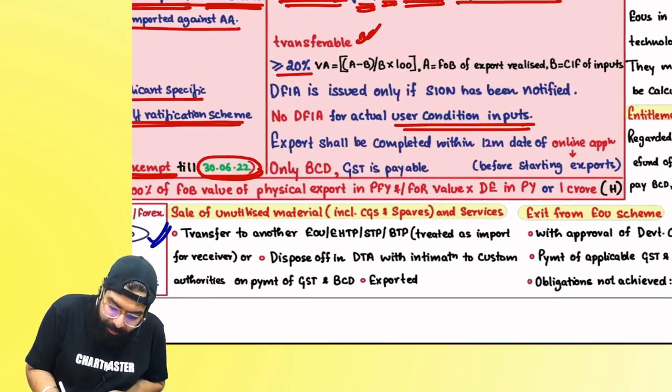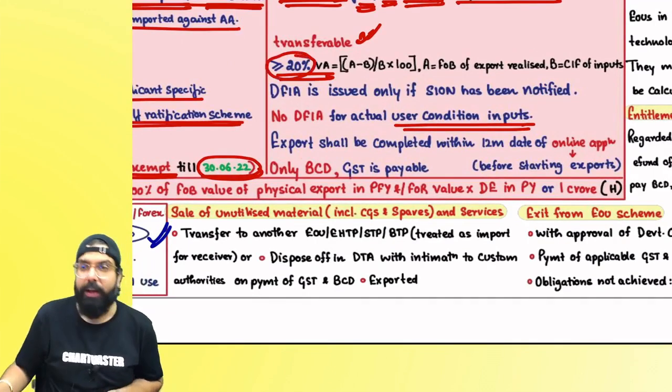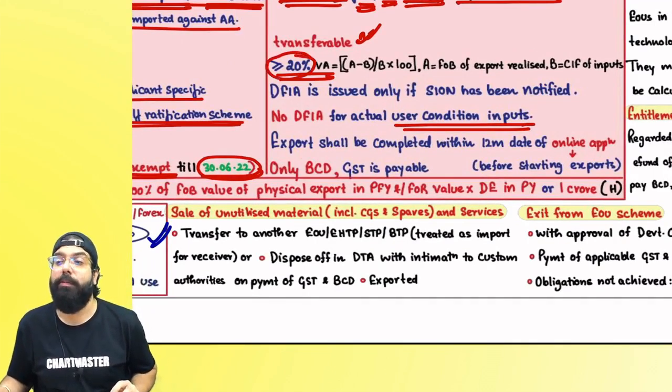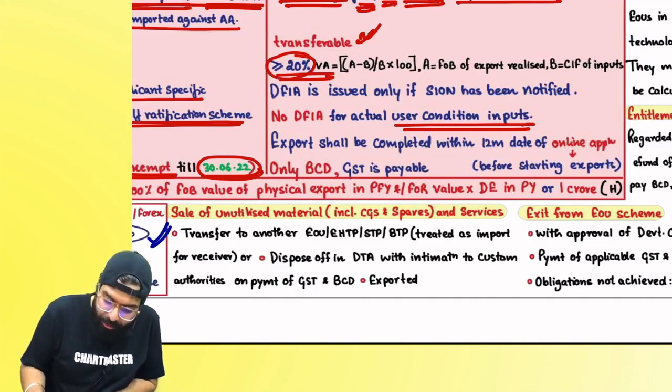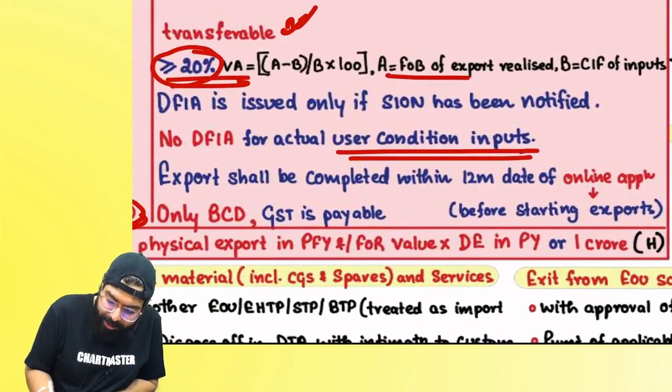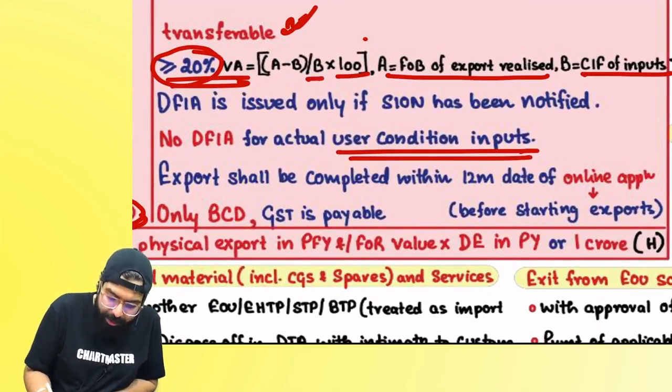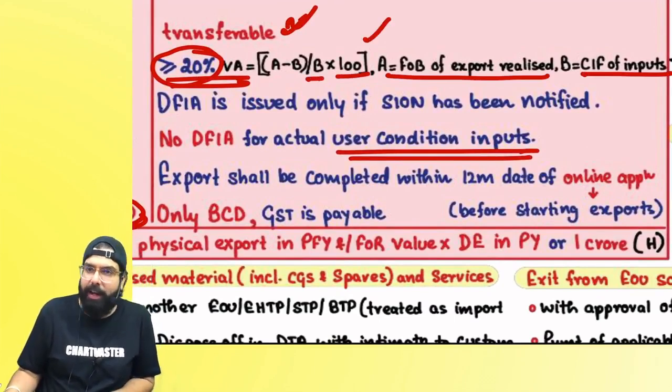Then it is telling value addition here is how much? 20%. Advance authorization was how much? 15%. Sir, how do you find out value addition? Value addition is nothing other than FOB minus CIF divided by the CIF into 100 will give you the value addition. Can I go ahead, everyone?